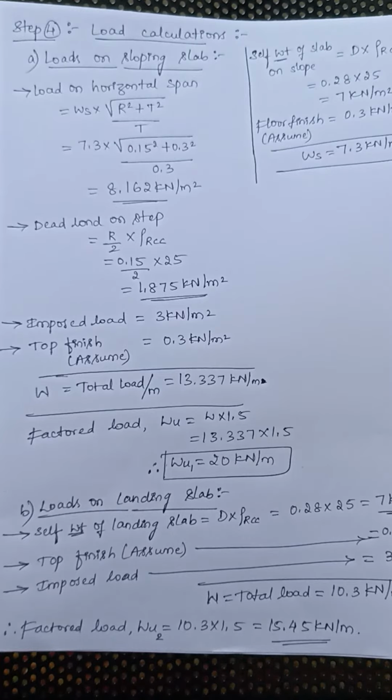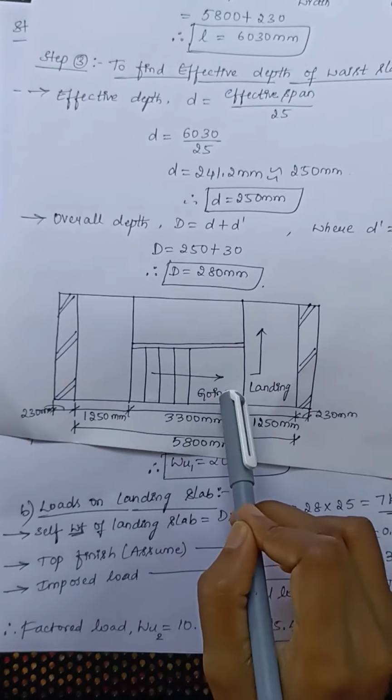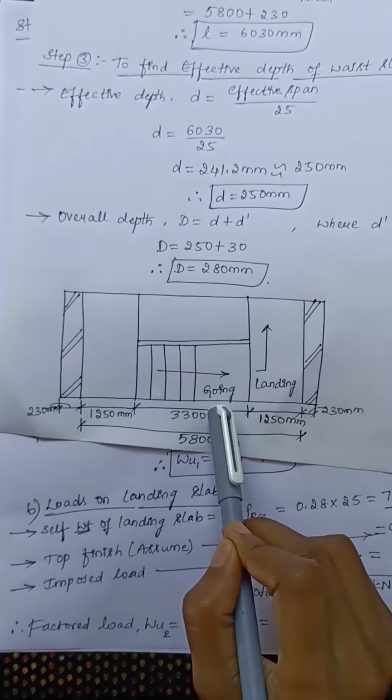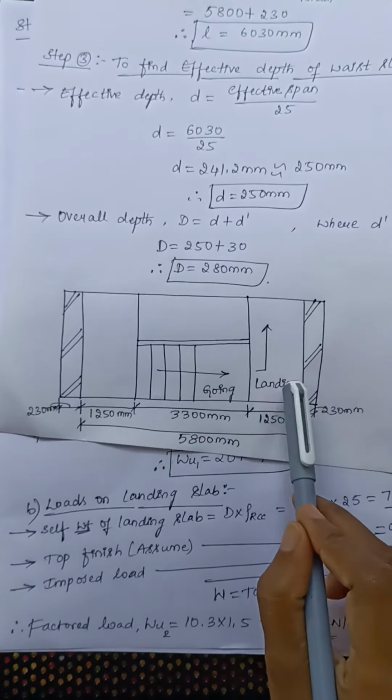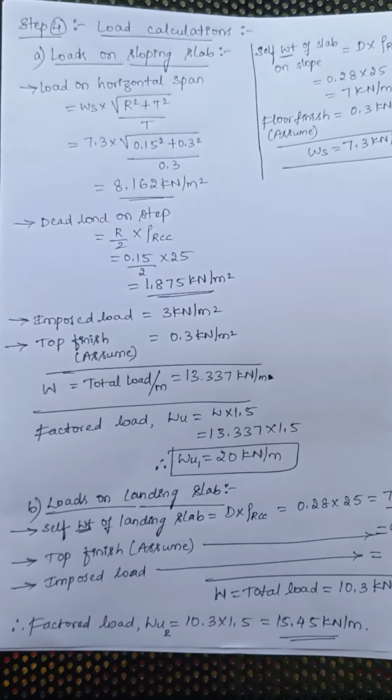In step number 4, we will be doing the load calculation here. The load will be divided into two parts. The first part is the going part, that is the sloping side of the staircase, and the second part is on the landing side. So now the load calculation will be done differently: first for the sloping side, then for the landing side.